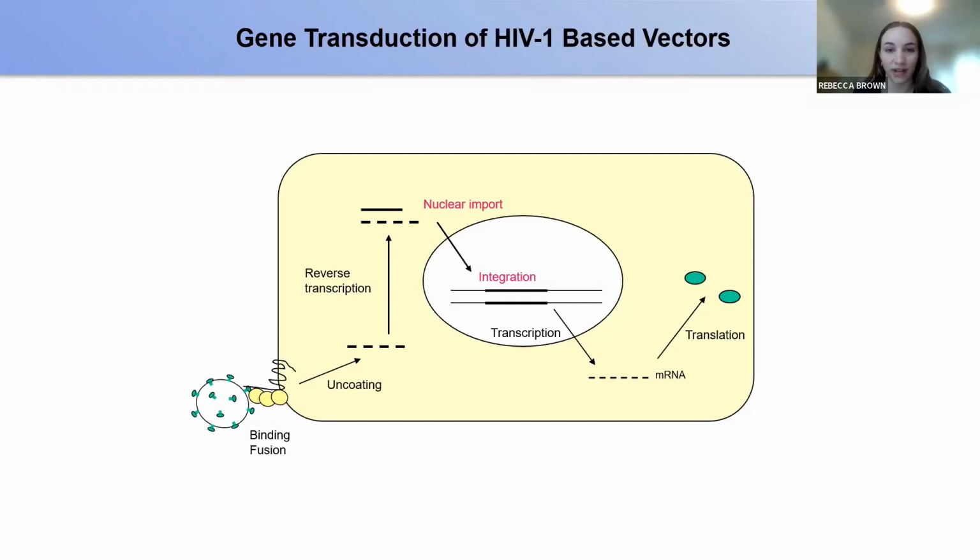So why do we want to use this type of vector? Well, the gene that's encapsulated within the vector, called the transgene, is integrated into the genome of the cells that the lentiviral vector infects. So when these cells divide and proliferate, that transgene will also proliferate. This is very useful for gene therapies in which we want a prolonged transgene expression.